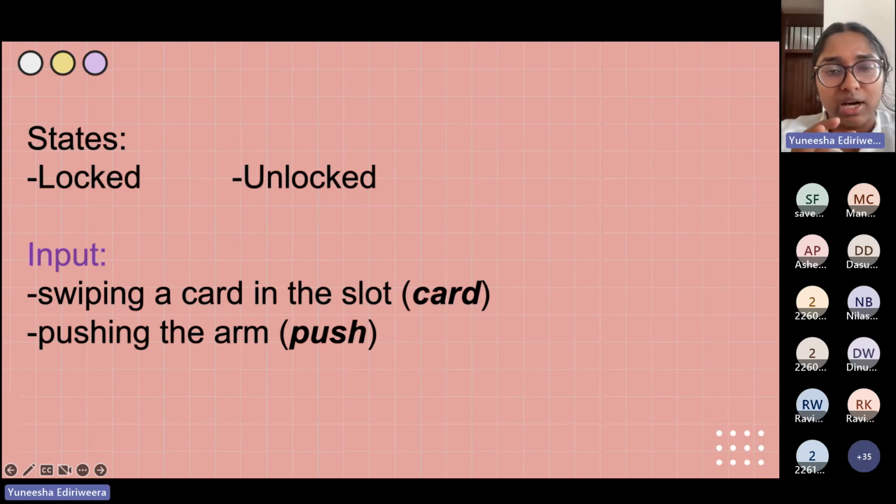So now we can get the basic main components in that turnstile machine. There were 2 states, lock state and unlock state. And there are 2 possible inputs for a turnstile machine, which is swiping a card or maybe putting a coin, and pushing through the arms. So what are the two states? Lock state and unlock state. What are the two possible inputs? Swiping a card or pushing through the arms.